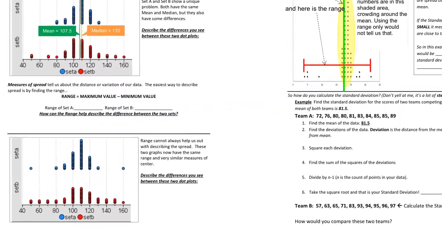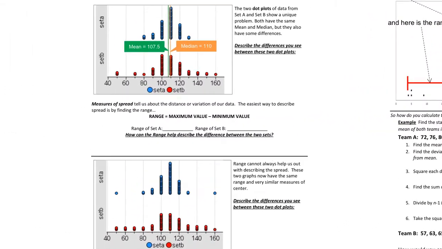In the last video, we learned about how range can be used as a descriptor of spread, but there's a couple problems with using range. The first one is that you're limited to just the minimum and the maximum value. And the second one is it doesn't really tell you what's going on in the middle between the minimum and maximum. So let's take a look at another example that explains why we need yet another measure of spread.